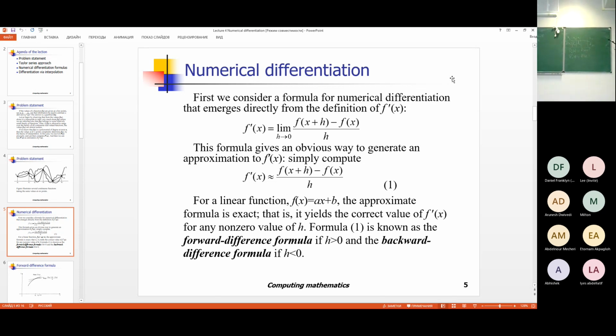What is f of x plus h? You should substitute x plus h here: a times (x plus h) plus b. It's f of x plus h minus f of x. What is f of x? It's just ax plus b. All over h.